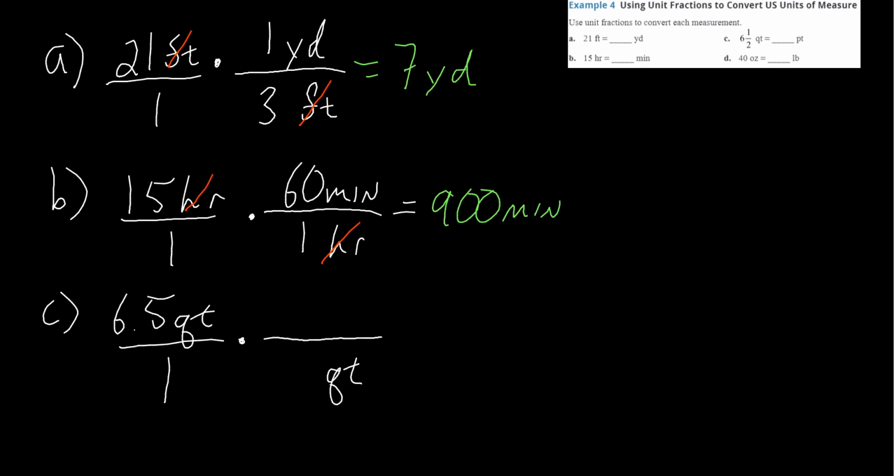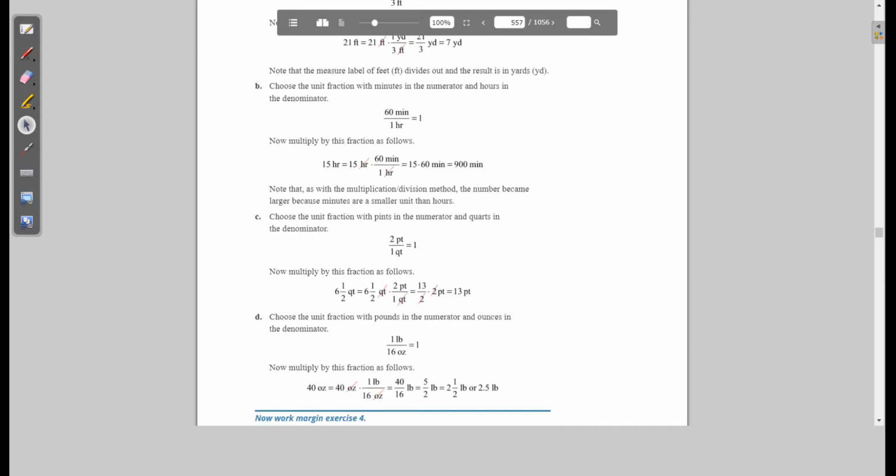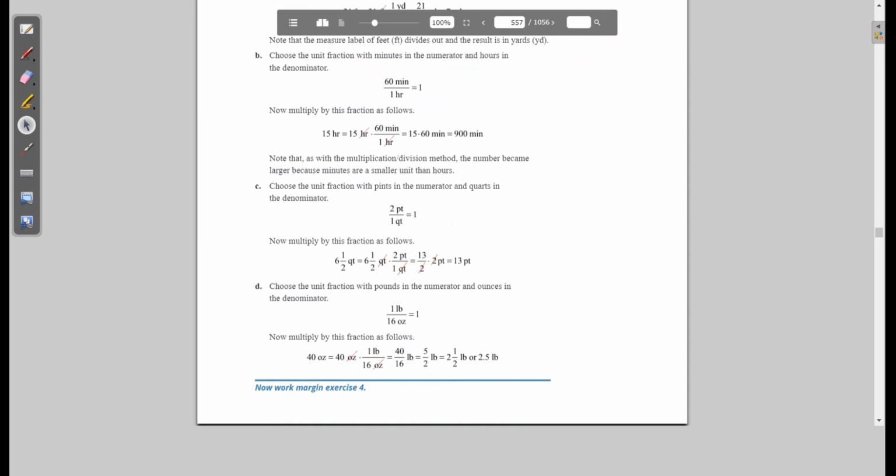Well, how many pints are in a quart? Well, there are two pints in 1 quart. And again, we have the cancellation there. And then 6.5 times 2, well, that's equal to 13. Okay, and I'm running out of room, so I'm just going to go ahead and snip this so I can fit this all on one page.